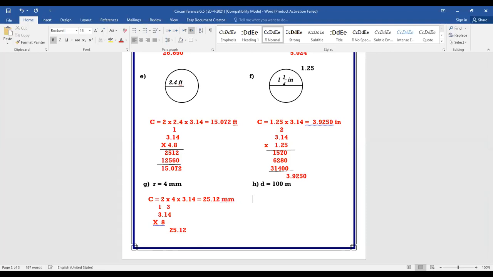Millimeters. The last one, we have the diameter. If you have the diameter, what will you do?